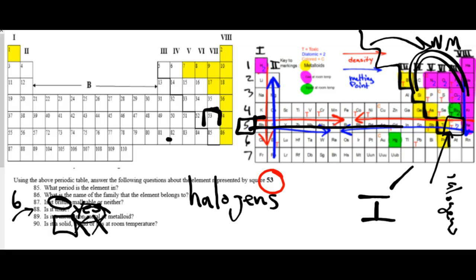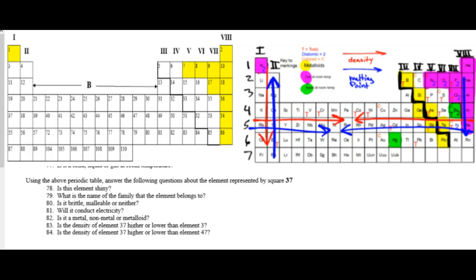All right, let's do another one. This time we're talking about the element in square 37. If we look on our periodic table, element 37 is right here. It's the 1, 2, 3, 4, 5th one down in the first family. So that would mean the 5th period, family 1. So we're talking about rubidium, Rb.